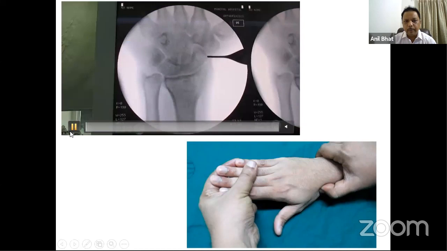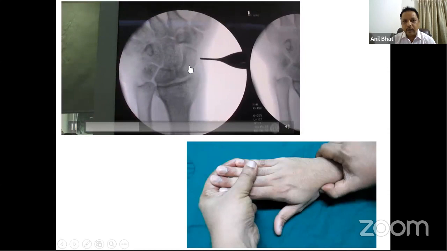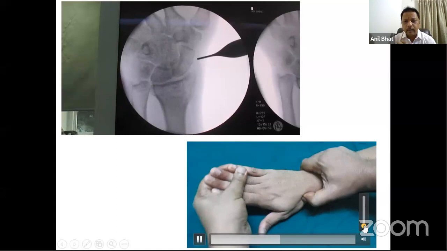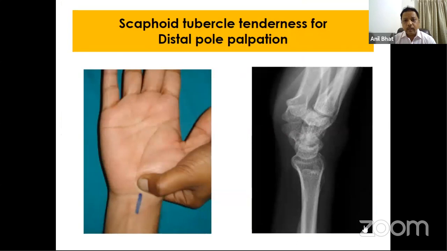So when you palpate these patients, it's better to move the wrist into ulnar deviation so that the scaphoid extends. And that's when you actually get the waist of the scaphoid. So moving the wrist to check the tenderness is a very important point for you to elicit the tenderness. If you want to look at the distal pole, actually it is on the ulnar side. So you need to look at all three areas, lateral, ulnar, and dorsal.